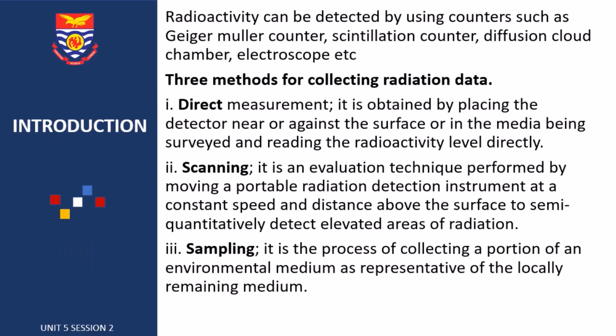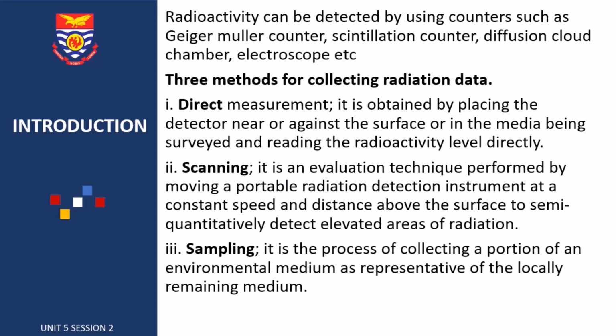Radioactivity can be determined by using counters like the Geiger-Müller counter, the scintillation counter, diffusion cloud chamber, electroscope, and other counters. Now, there are three main methods for collecting radiation data. The first method is a direct method. Then we have the scanning method, and then the sampling method. So let's try to explain these methods one after the other.